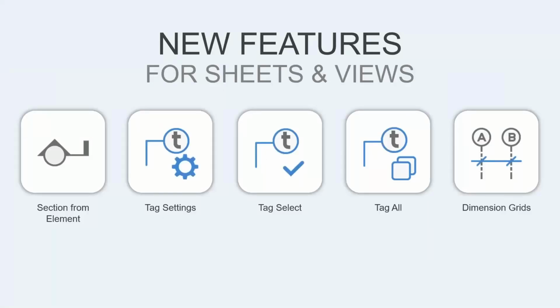Next, we'll look at the features added for sheets and views. We have a lot of new features for documentation. We have a new category in that Sheets and View toolbar for documentation. The first one I'm going to show you is the section from element. This allows you to create a section parallel to an element. It will create it exactly parallel to the element you're selecting, and with a limited view depth.